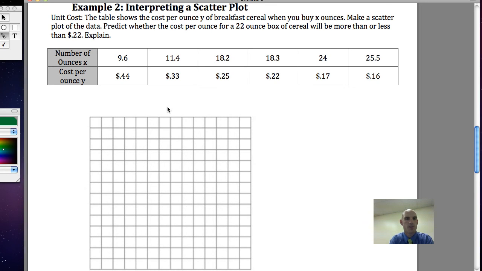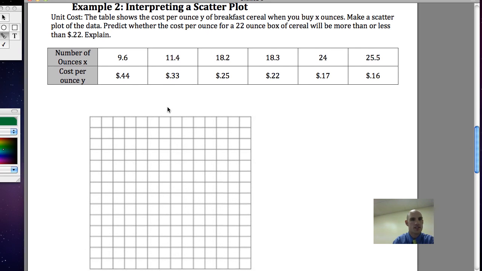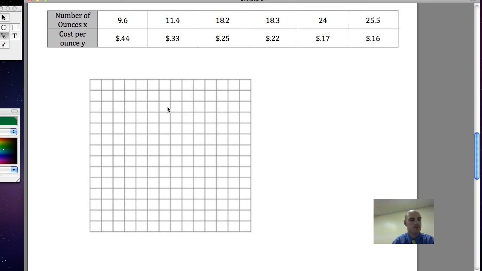Unit cost. The table shows the cost per ounce Y of breakfast cereal when you buy X number of ounces. Make a scatter plot of the data, and we're going to predict what the cost per ounce for a 22-ounce box of cereal is going to be. So let's go ahead and label these axes.